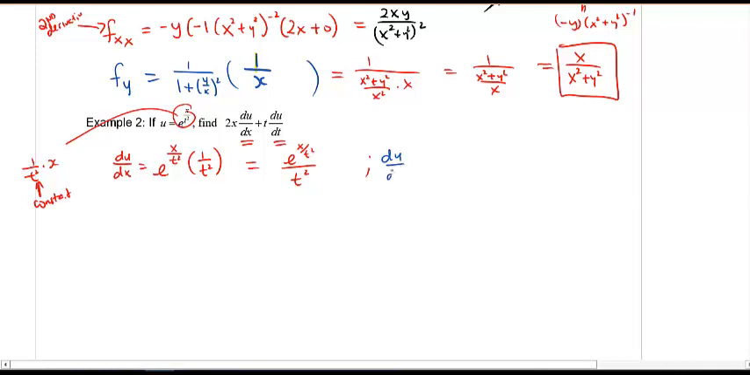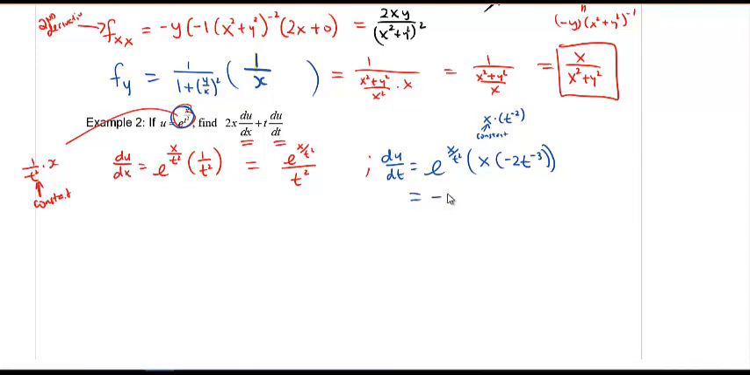du/dt. Same thing, exponential. This time, however, if I look at the exponent, x over t squared, now I have x as a constant, and t to the negative 2 as my variable. So if I take the derivative, ignoring the constant, the derivative of t to the negative 2 is negative 2 t to the negative 3. And that simplifies to negative 2x e to the x over t squared, divided by t cubed.